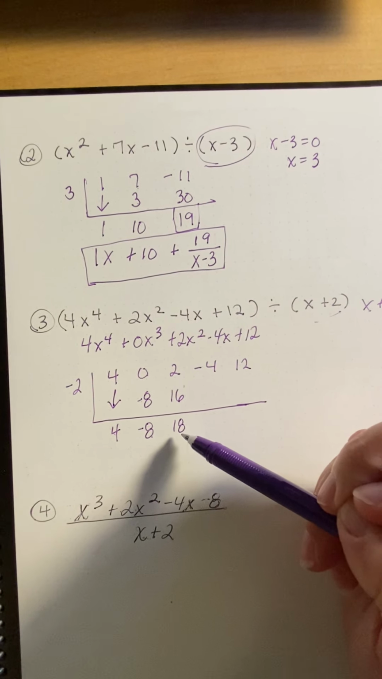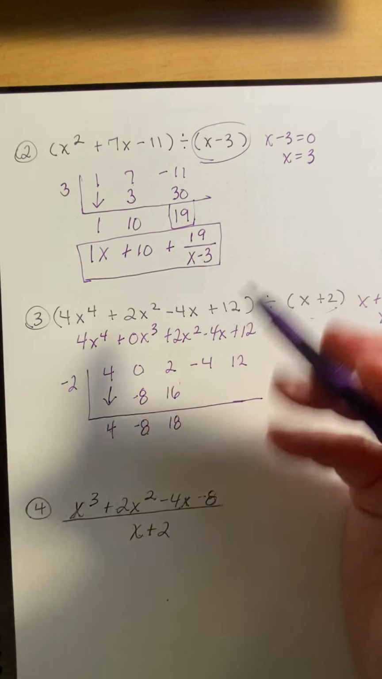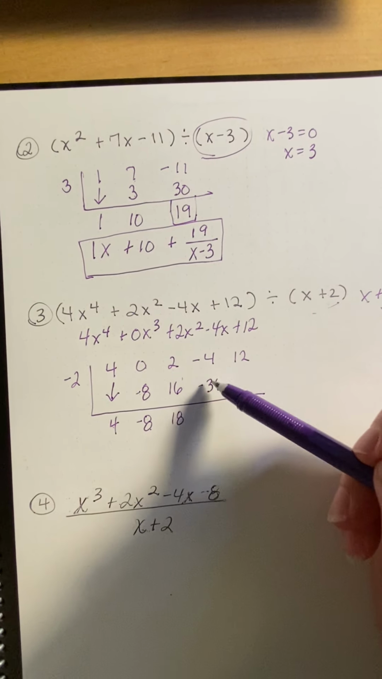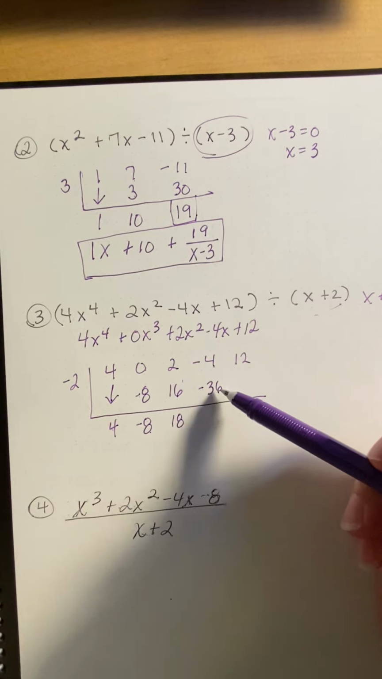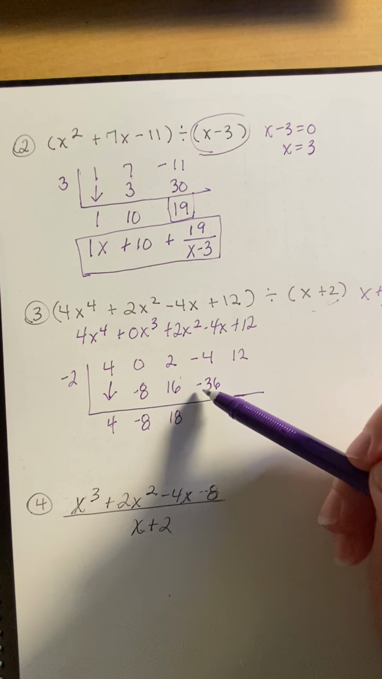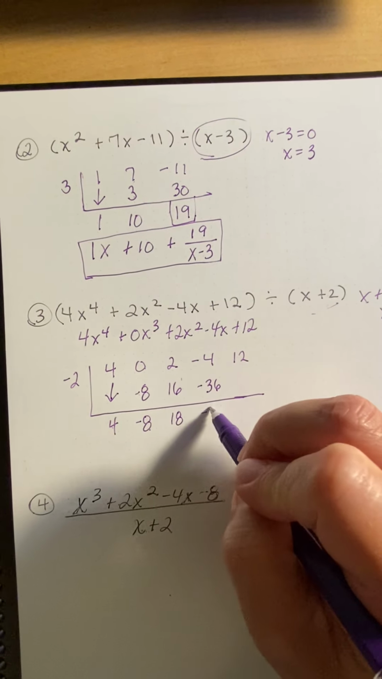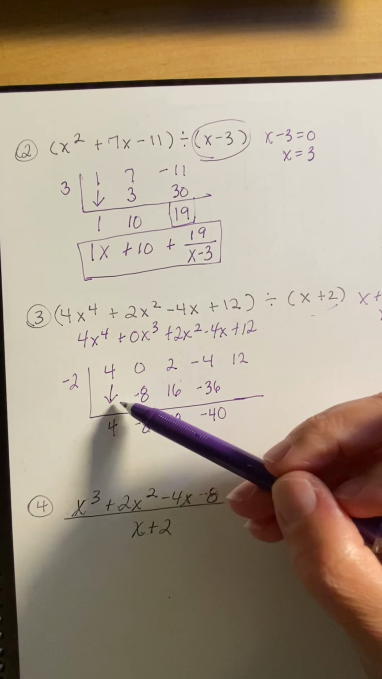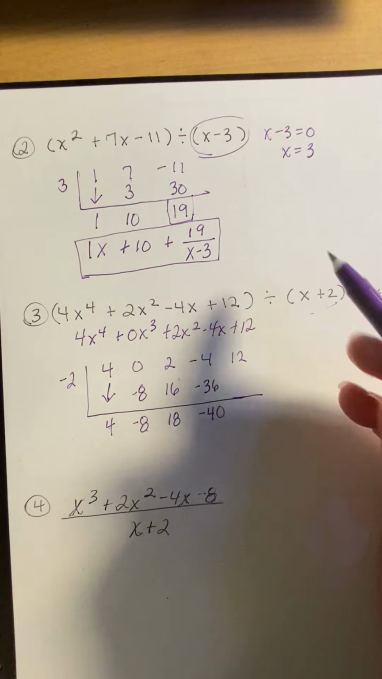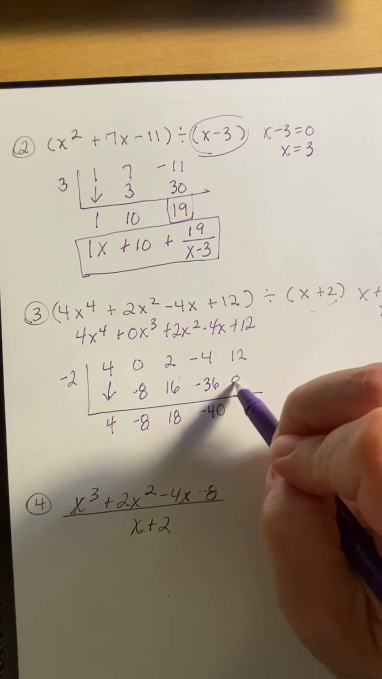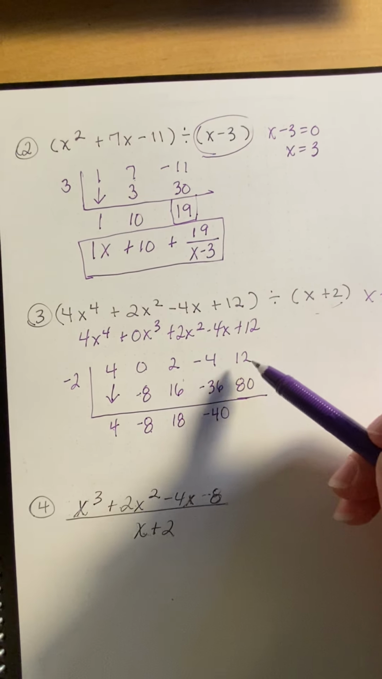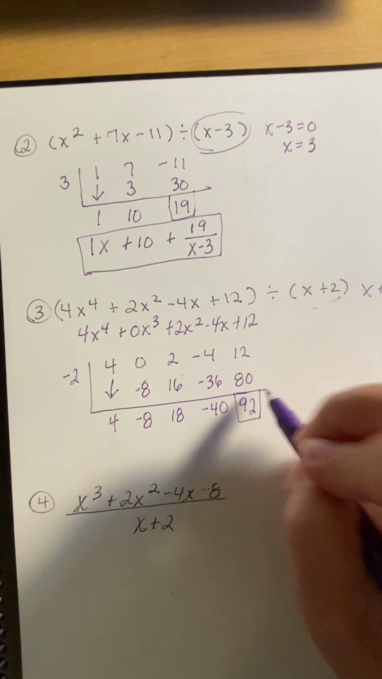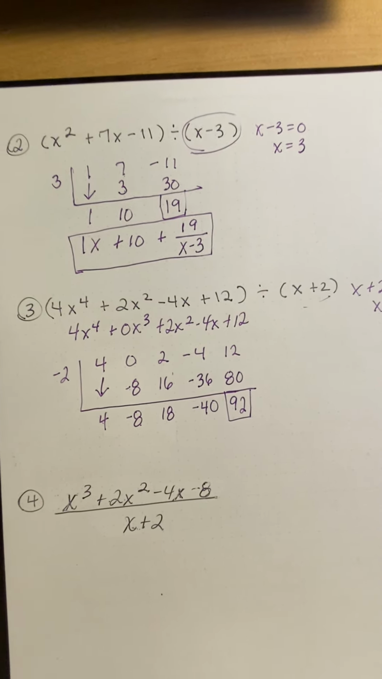Below the line, you multiply. So 18 times negative 2 is negative 36. And negative 4 minus 36, because this is a negative, we're going to do a minus. So that's going to give us a negative 40. And negative 40 times negative 2, because you're below the line, we're going to multiply and give you 80. And 12 plus 80 will be 92. Boxing that last number in because that's going to indicate our remainder.